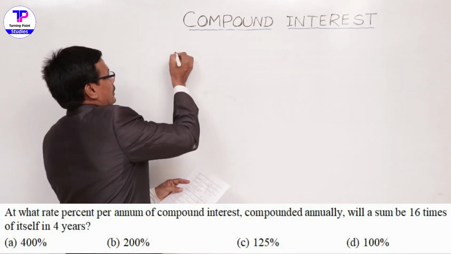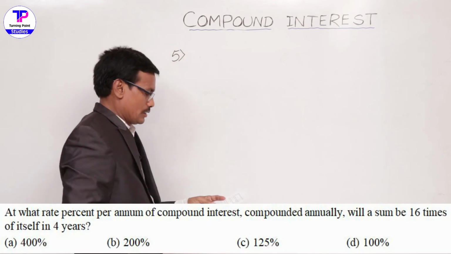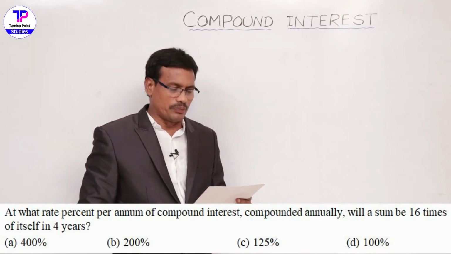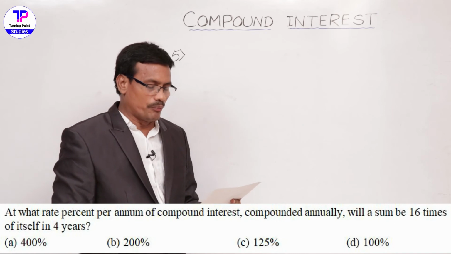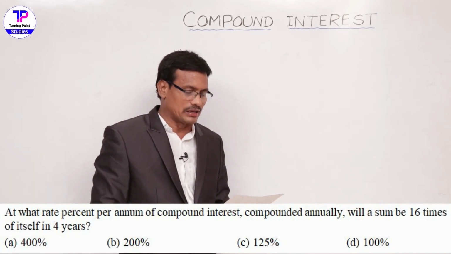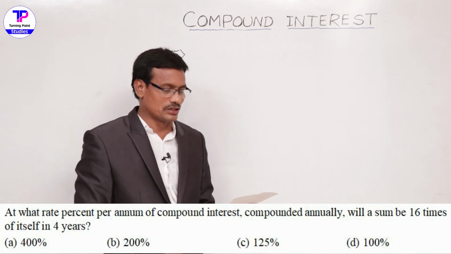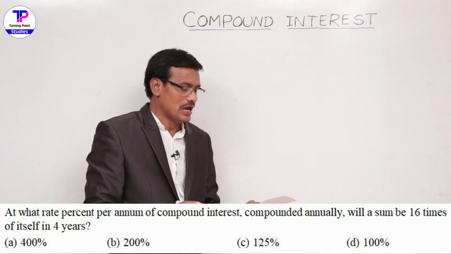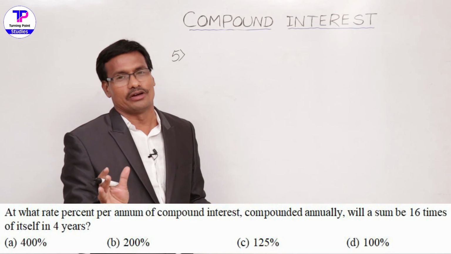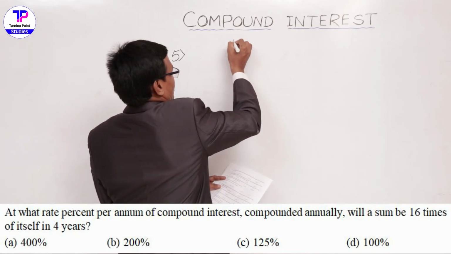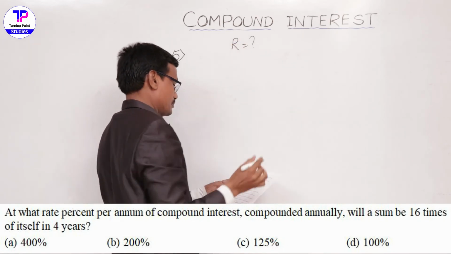Now come to question number 5. At what rate percent per annum of compound interest, compounded annually, will a sum be 16 times of itself in 4 years? Very good question. This is somewhat different from the previous one. At what rate percent per annum? So here also what are they asking? Rate. Okay, here also they are asking the rate.